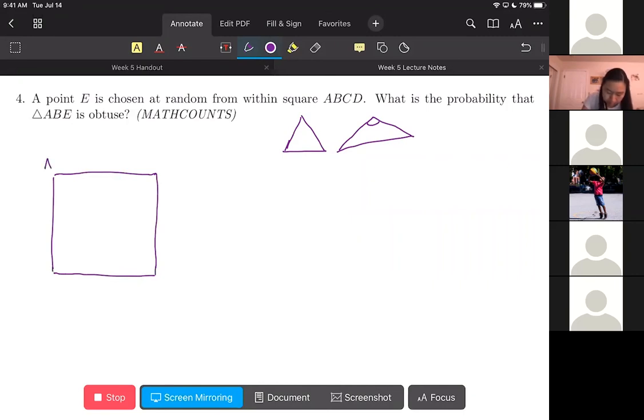Let's just label it A, B, C, D. And then it says we choose some point E. And then we draw a triangle ABE. And then it says, what's the probability that this triangle is obtuse? So when would A, B, and E make an obtuse triangle?